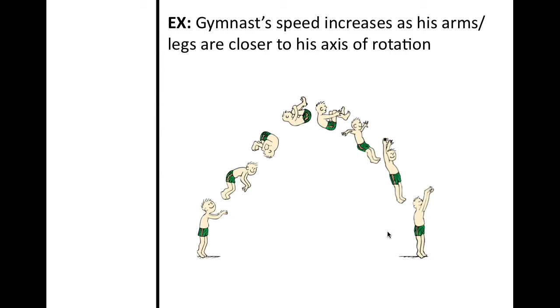This also leads us to explaining when you see a gymnast who does a flip, and notice the speed when his knees come closer and he pulls the mass of his legs and his arms closer to the center of his body, he moves faster than when he's about to land and his arms and his legs come out and then he slows down.